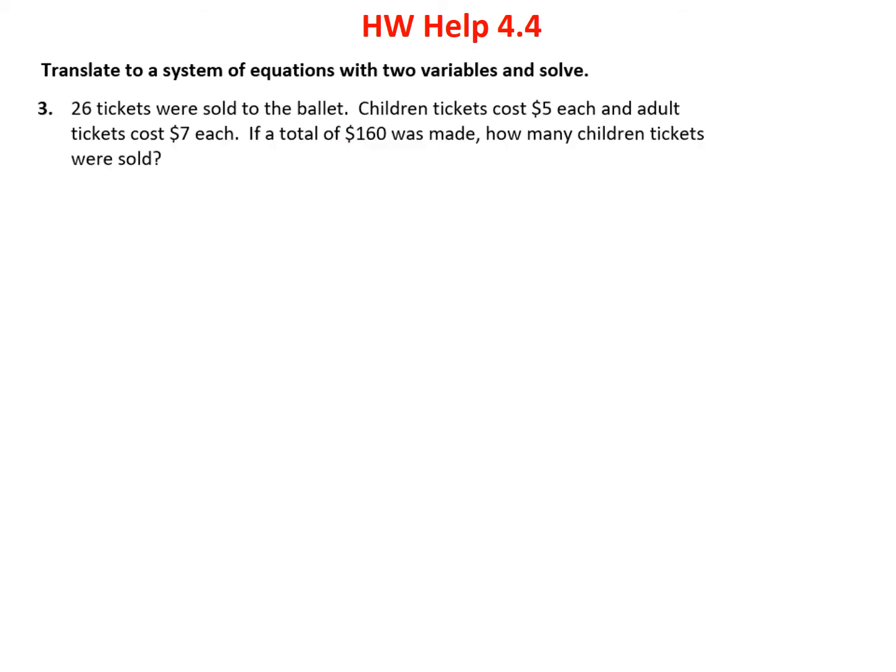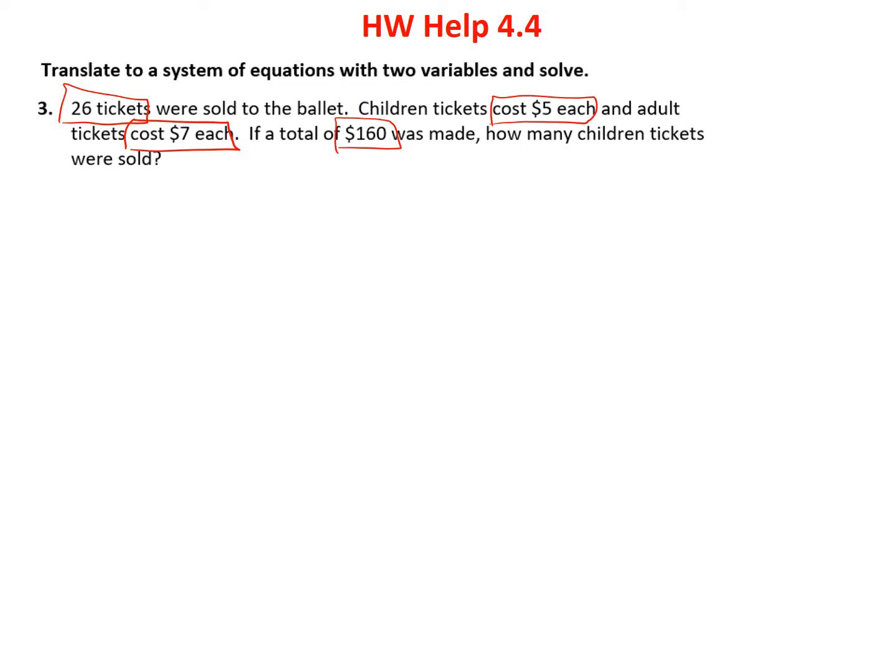Problem 3 has to do with the ballet. It says that 26 tickets were sold to the ballet. However, among those, you had children tickets that cost $5 each and adult tickets that cost $7. So there's 2 types of tickets. If the total amount of money was $160, how many children's tickets were sold?